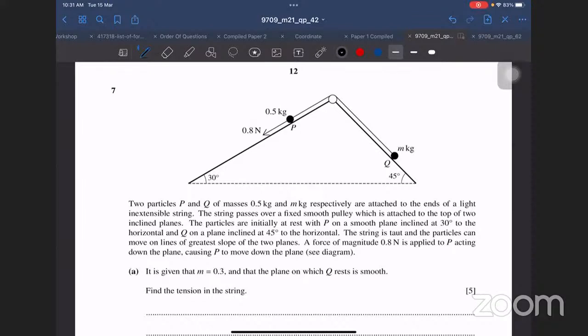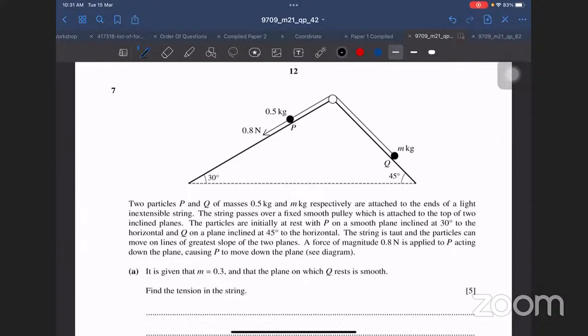The string passes over a smooth fixed pulley which is attached to the top of two inclined planes. The particles are initially at rest with P on a smooth plane inclined at 30 degrees to the horizontal and Q on a plane inclined at 45 degrees to the horizontal. The string is taut and the particles can move on lines of greatest slope of the two planes. A force of magnitude 0.8 newtons is applied to P acting down the plane, causing P to move down the plane.